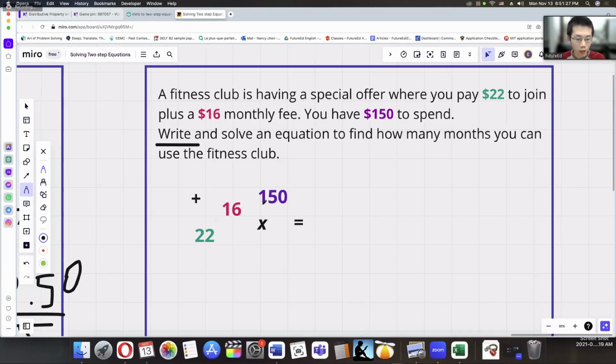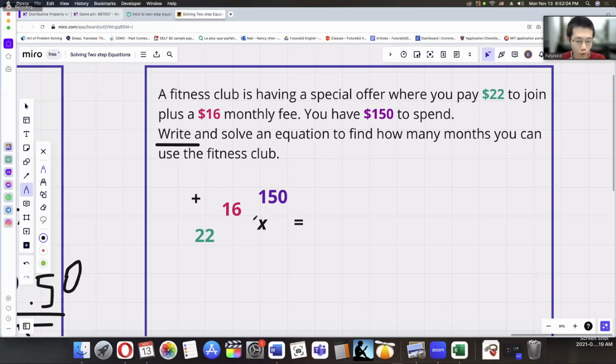So can someone help me write this equation? I have a bunch of numbers thrown around. How do I write it? Garrus or Jagger, anyone? Can you help me find out how many months I can use this fitness club for, how much time I have to lift weights and all that good stuff? Or you would have to subtract 22 from 150 and then constantly subtract 16. I like where you're going with that, Garrus, but I want to write an equation first. So how do I write this equation?